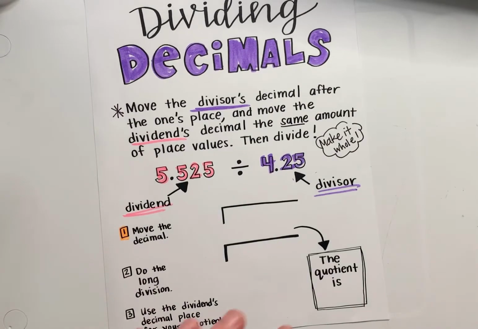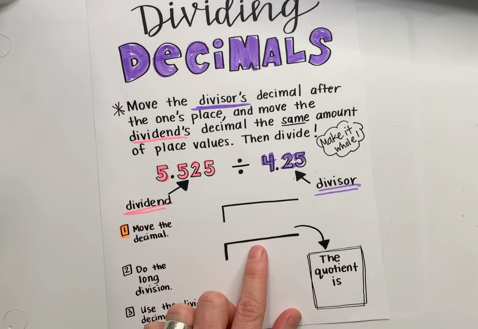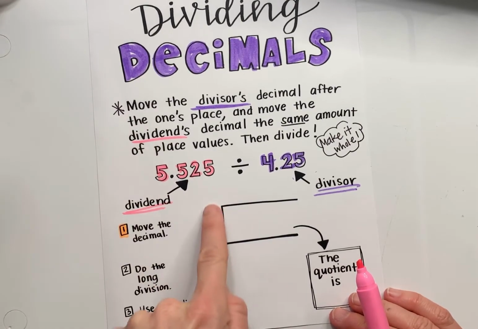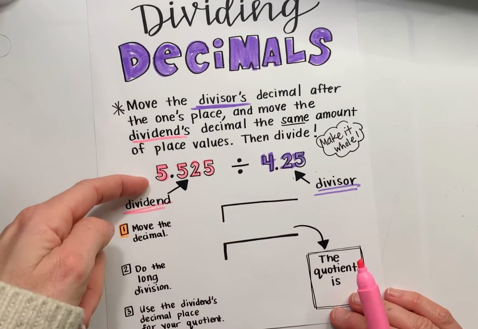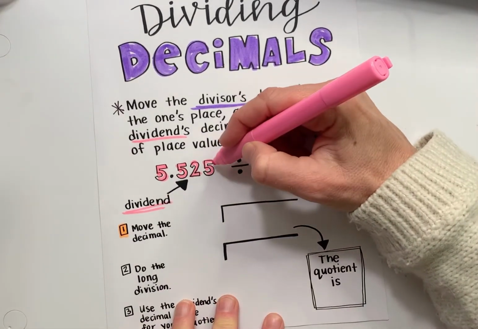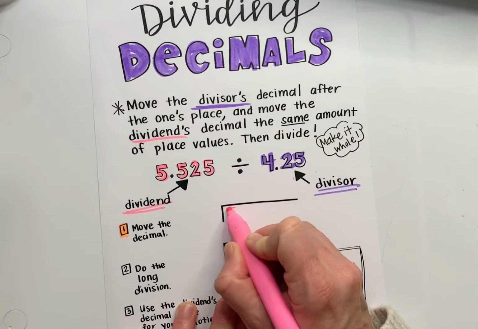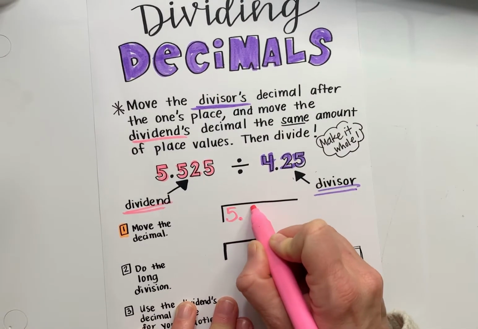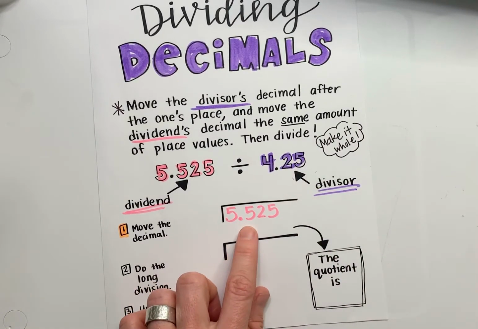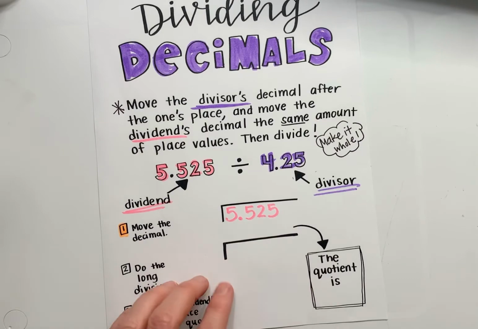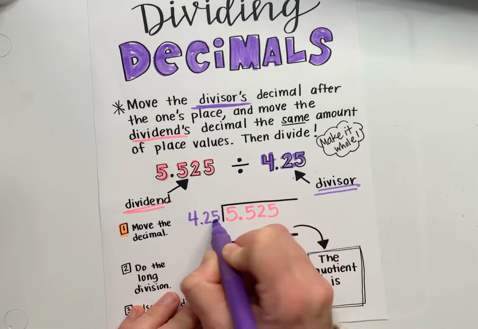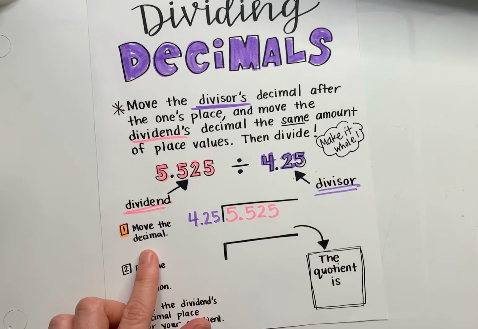All right, now here's something that students often do: they will accidentally put the dividend on the outside of our division bar because they see it in the front, so they think it goes in the front, but it doesn't. Remember that the dividend is the number that goes inside that division bar. So 5.525 goes inside, and the divisor 4.25 goes outside.